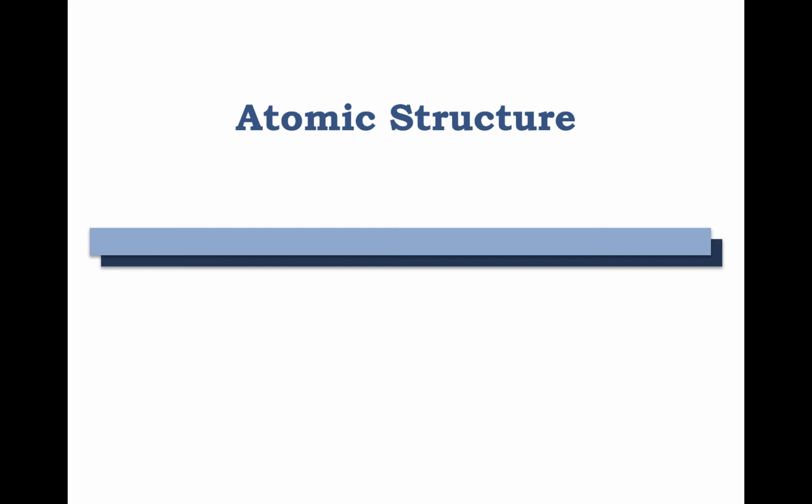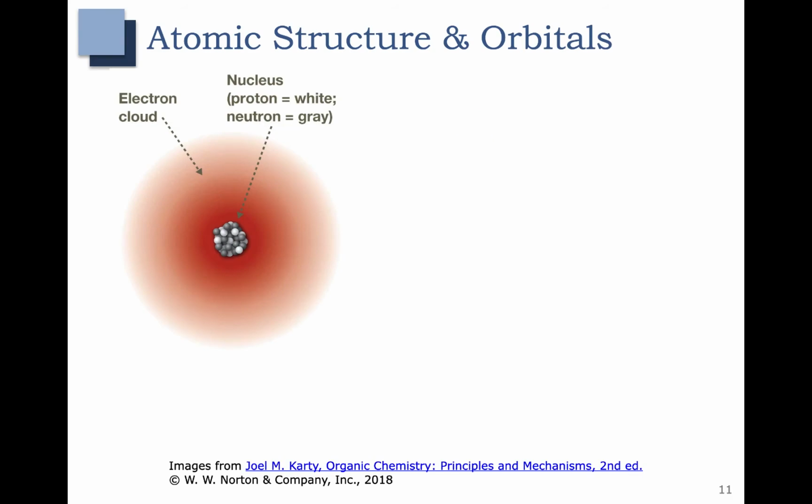In this video, we're going to do a quick overview of atomic structure. Hopefully this is review. If it's not, and you need a little bit more background, you might want to do some reading. Recall that atoms are made up of a nucleus, shown here, which consists of both protons and neutrons.